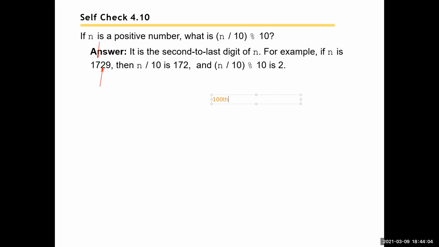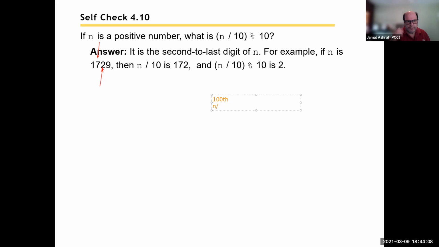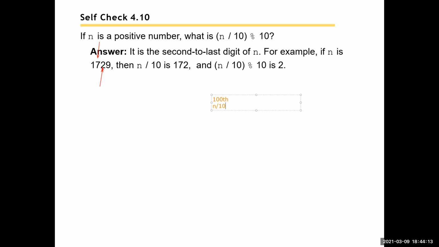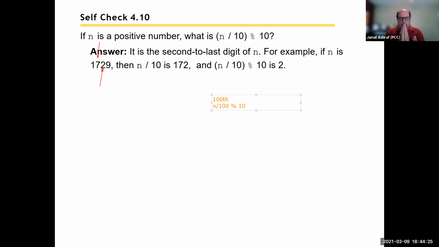You change it to n over 100. So n over what? N over 100. Then all that modulus 10. So that's the way we get the 100 digit. And the 1000 digit, we just divide it by 1000. Some of these things are going to show up on your homework and lab.